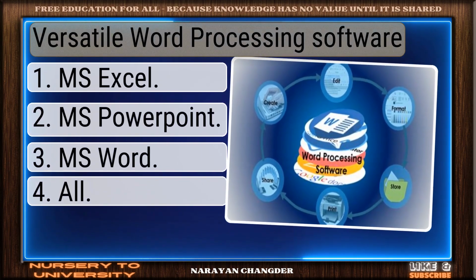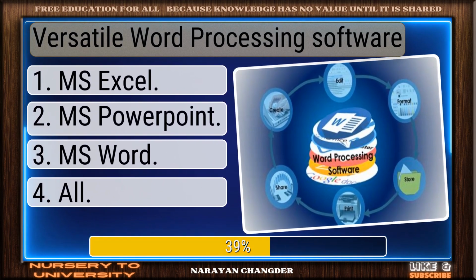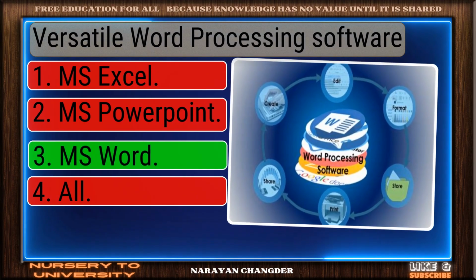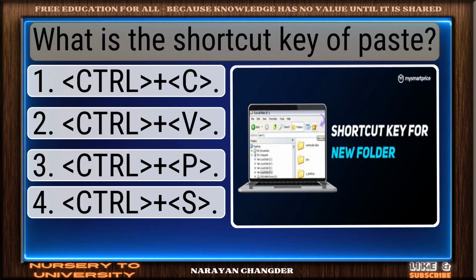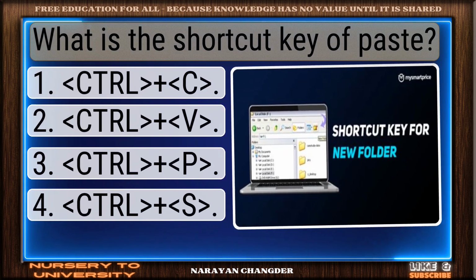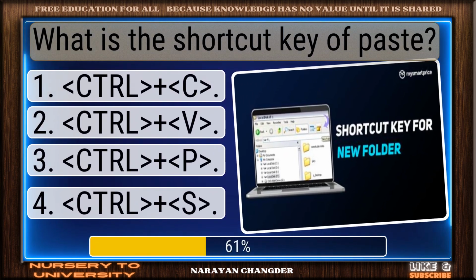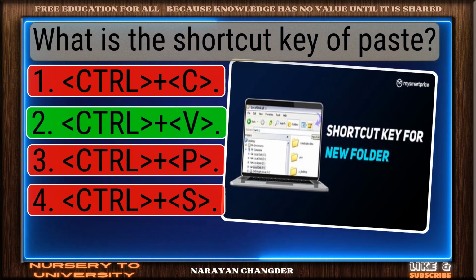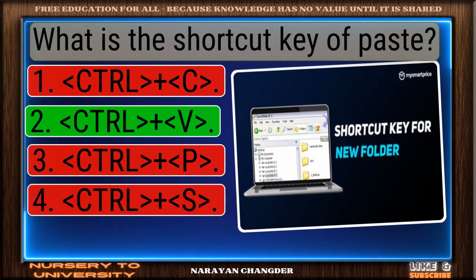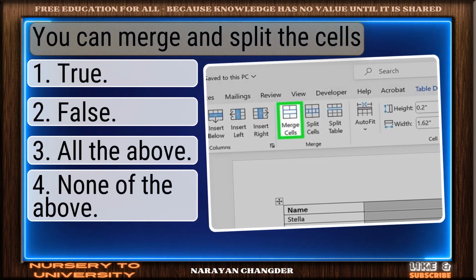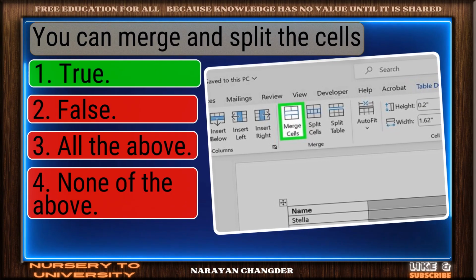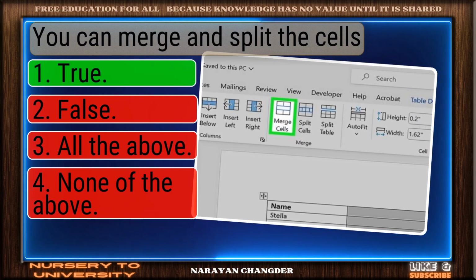Versatile word processing software. Smart move. MS Word is an accurate answer. What is the shortcut key of paste? Exactly. Ctrl+V makes sense and it is the right choice. You can merge and split the cells. Right again. True is a valid answer.